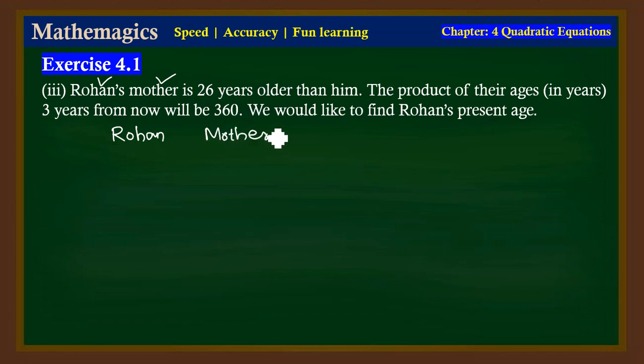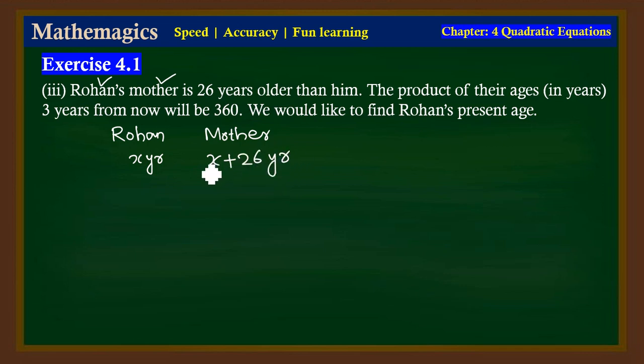Dear friends, here you have to write it in the exam that let us take Rohan as is equal to this one and the mother as is equal to this one. Like that you have to write it. Okay, but now we are going to follow. Rohan's mother is 26 years older than him. So suppose Rohan's age will be x years, then Rohan's mother is 26 years older. It means her age will be x plus 26 years.